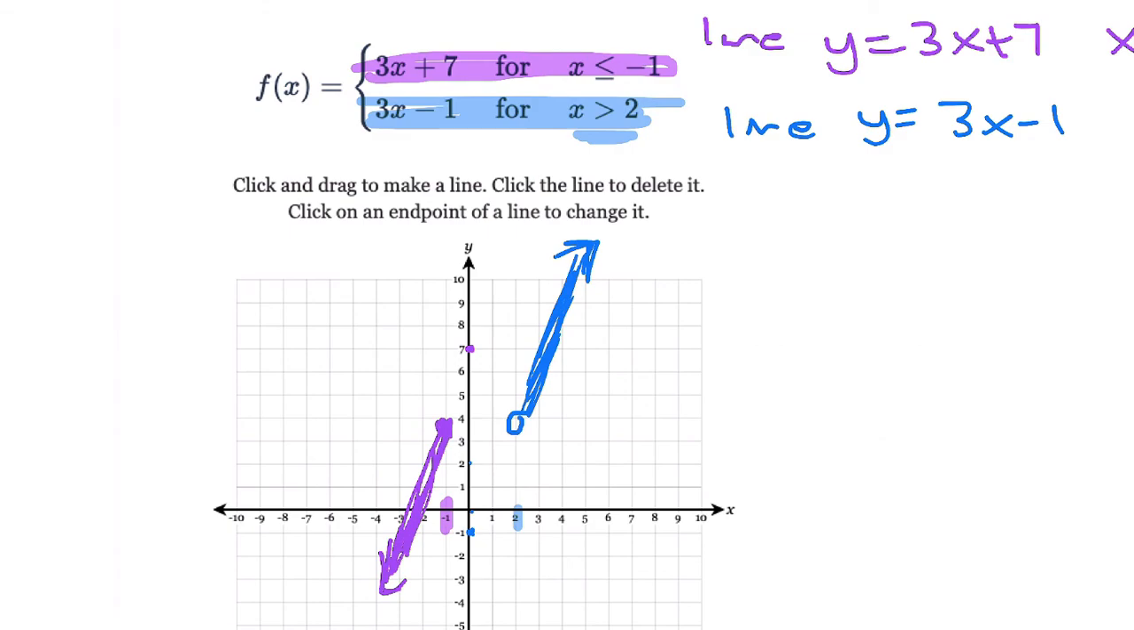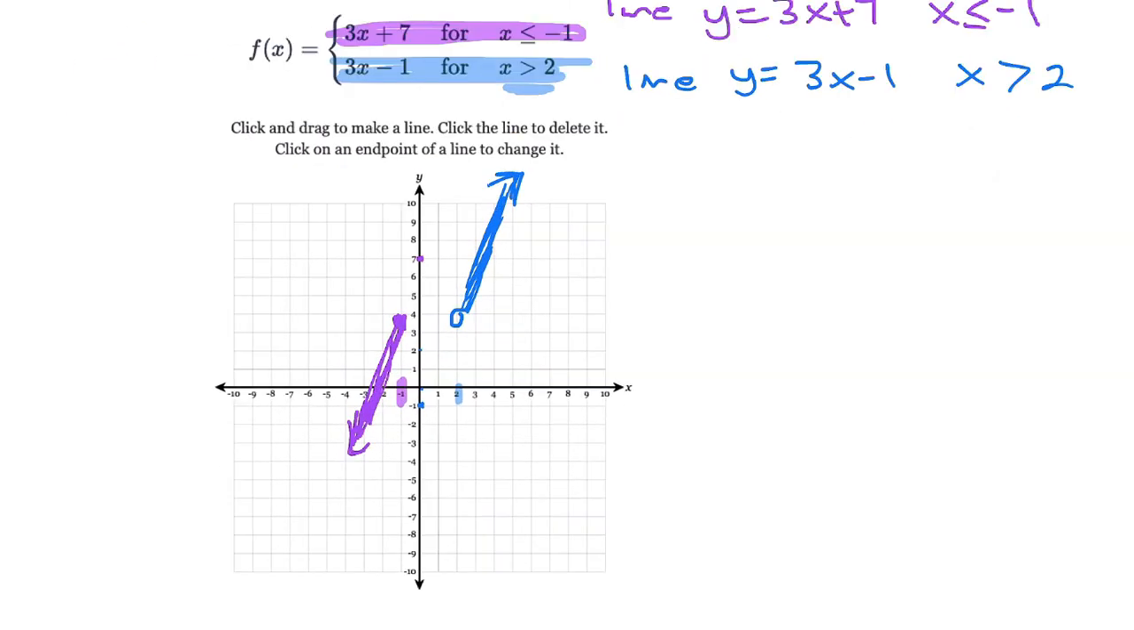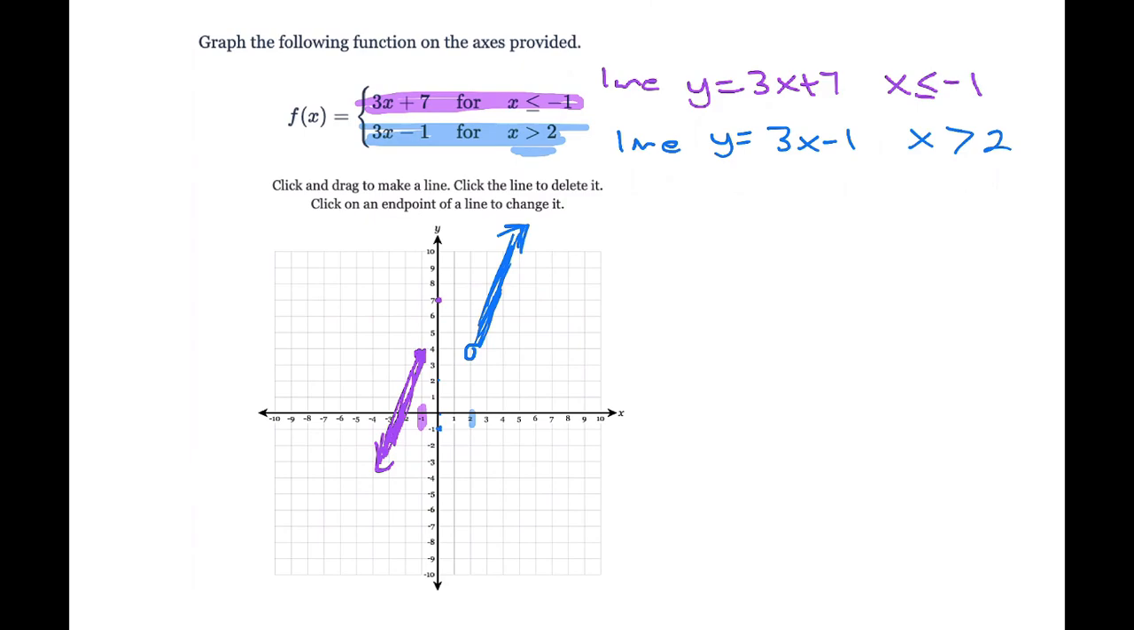It's another piecewise function. There are 2 pieces to that function. So if you need more help, please jump on, and I'd be glad to help you.